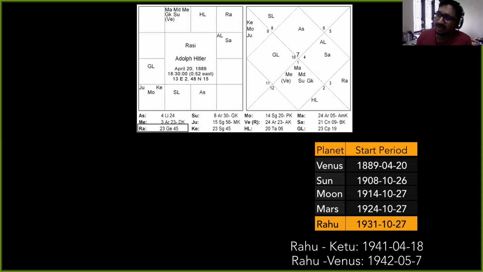Now, his Rahu is actually in 23-degree Gemini. I think he was not able to complete his Rahu Dasha. Before that, he died. Correct? Yeah, exactly. He was in his Rahu Venus Dasha when he died. So he was almost three-quarters of the way, I would say. Right, more than half, definitely.